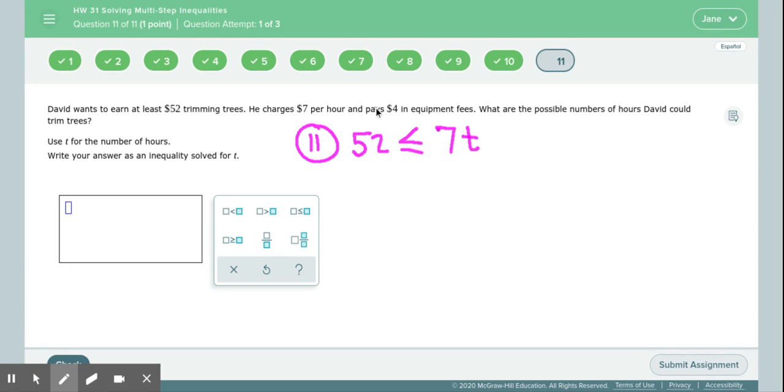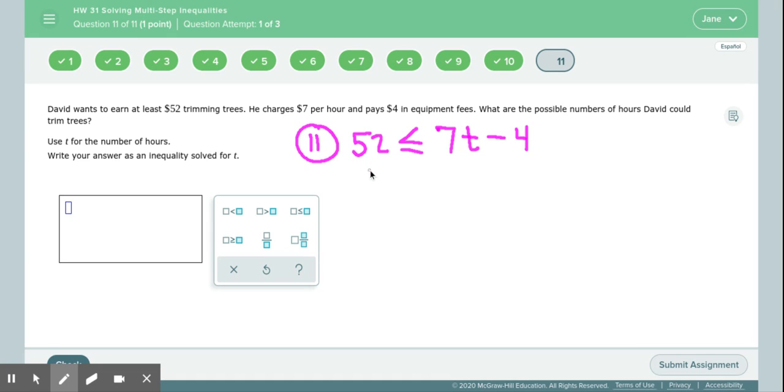But this one says he pays $4 in equipment fees. That means if he's paying, he's losing that money, which would be a minus. This is positive 7 because he gets that money. It's becoming his, so that's a positive to him. And then he pays $4, so that's why this one's going to be a minus. He pays $4 in equipment fees, and it doesn't say that this is per hour. This just says $4 of equipment fees in total, which is why I'm just putting the number -4 right here. So this is my inequality.